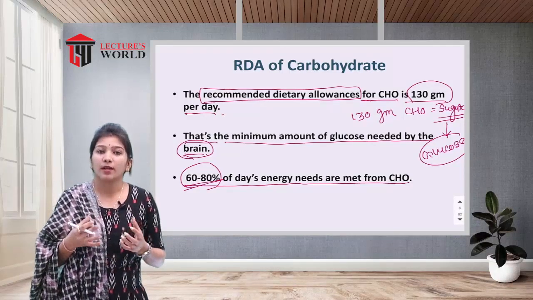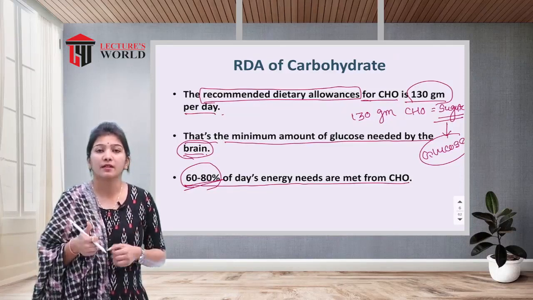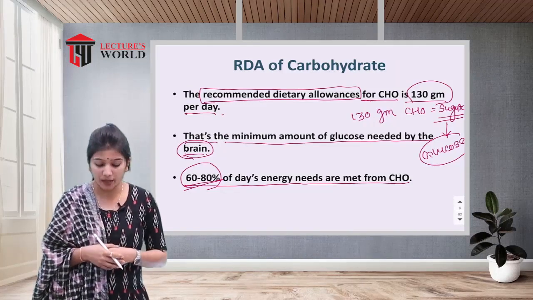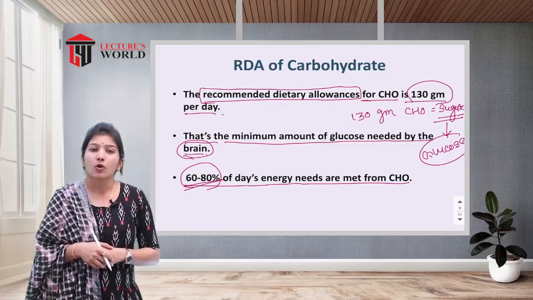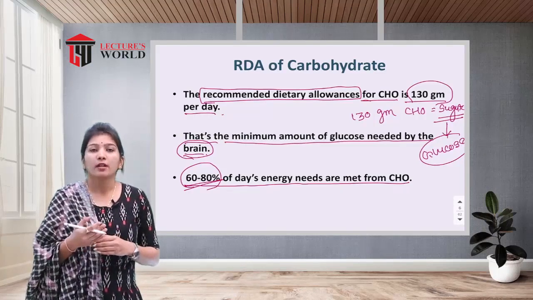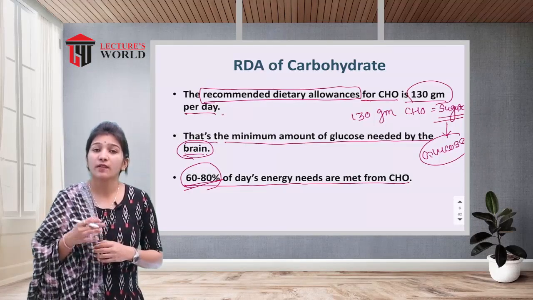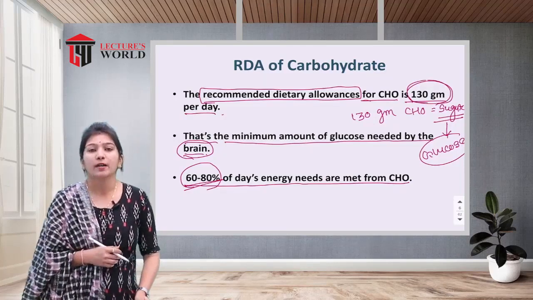Compared to other nutrients, carbohydrate is giving us lots of energy for performing day-to-day life activity. So that is the recommended dietary allowance of carbohydrate. To run your body normally, to have the normal functioning of your body as well as your brain, you need to have 130 grams of carbohydrate per day.